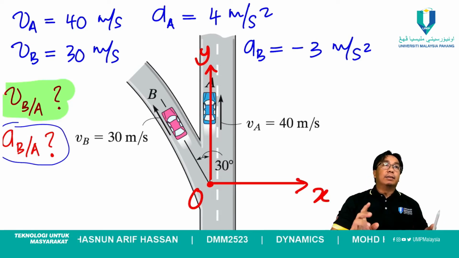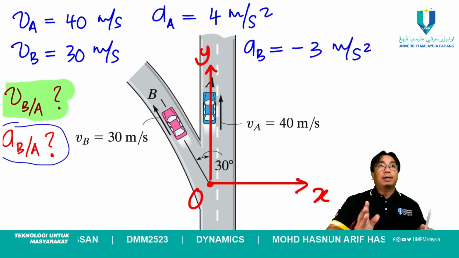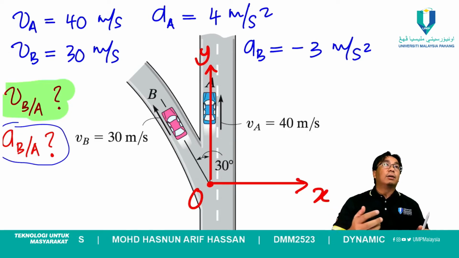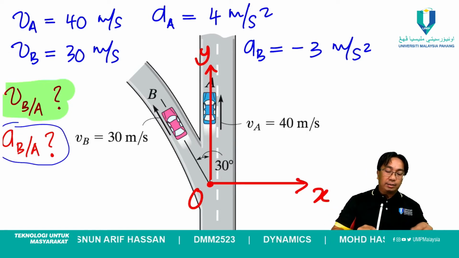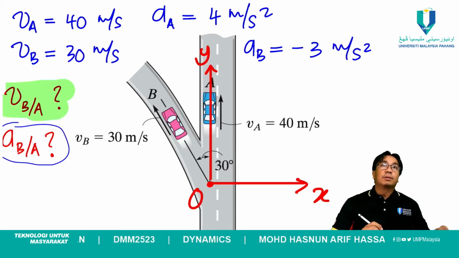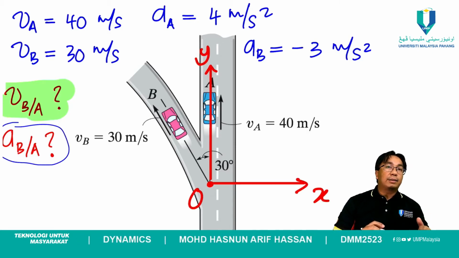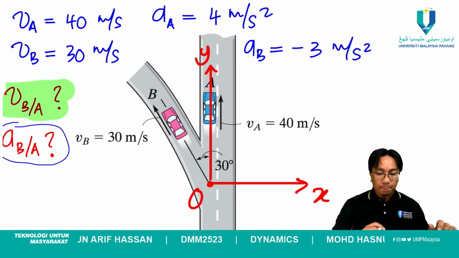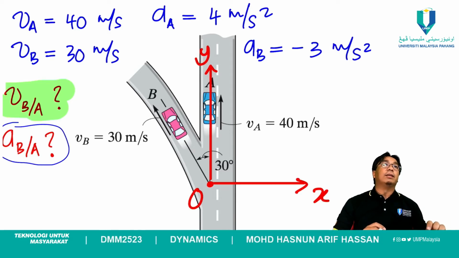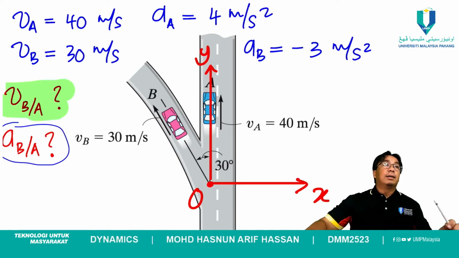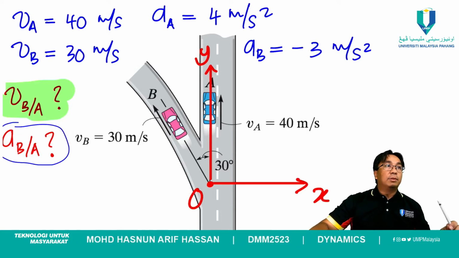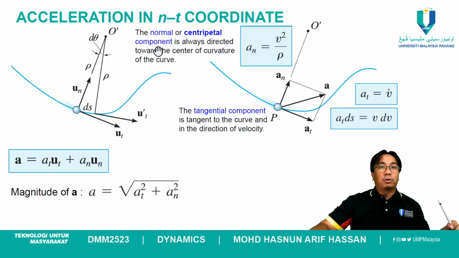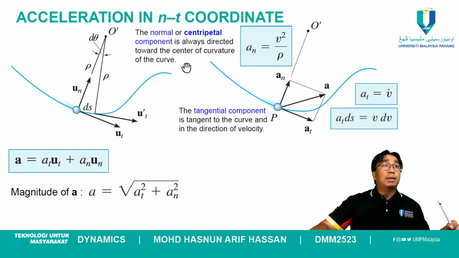Okay, the difference between A and B, car A is travelling in a straight line, so it is a rectilinear motion. What about B? B is travelling in a curved road, so now it is no longer a rectilinear motion. Motion apa kita panggil for a curved motion ni? Curvilinear motion. Okay, curvilinear motion. And if you remember, I will bring up the previous slide that we discussed in class when we talk about the normal and tangential coordinate.